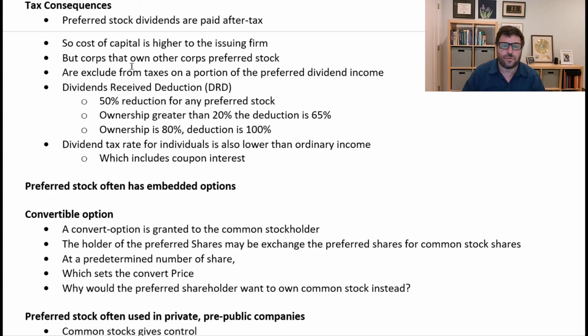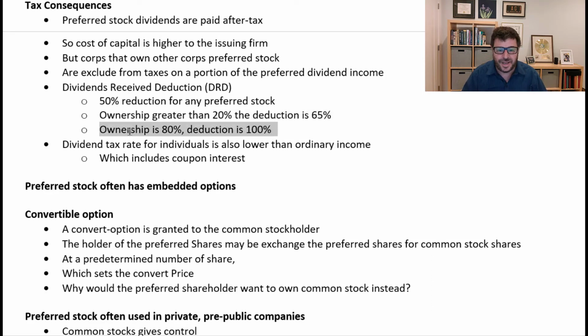But corporations that own other corporations' preferred stock are excluded from taxes on a portion of the preferred dividend. So there's the dividend received reduction. And so any corporation that owns any other corporation's preferred stock gets a 50% reduction. And if you own more than 20% of the company, it's a 65% reduction.